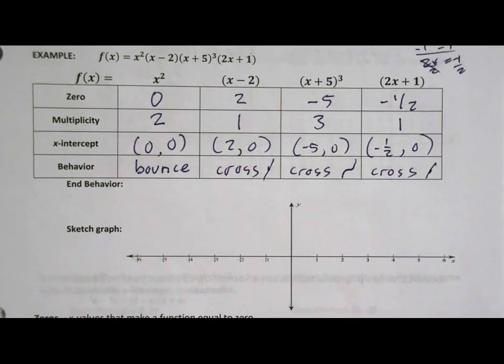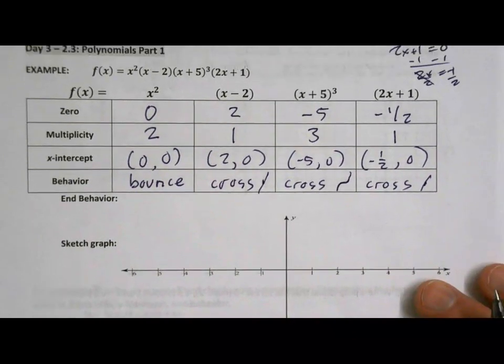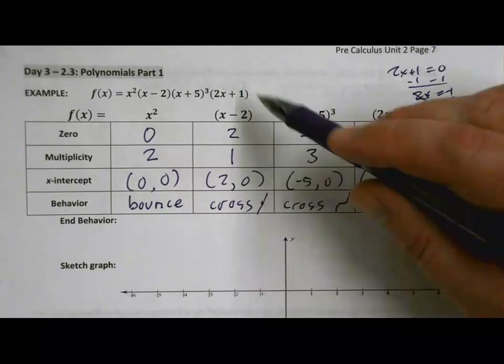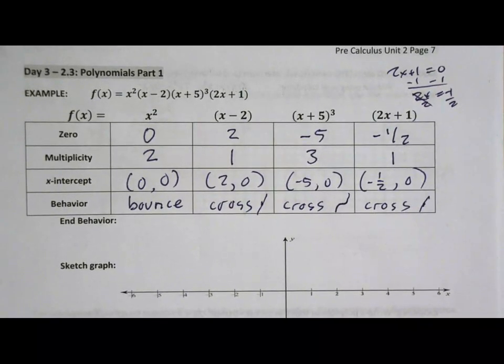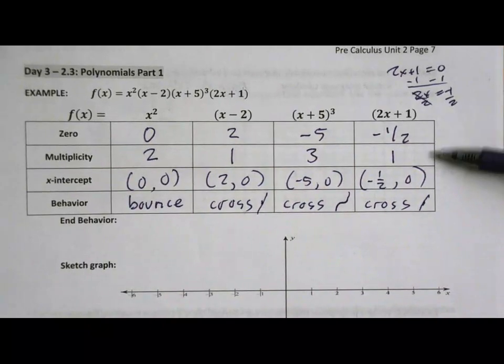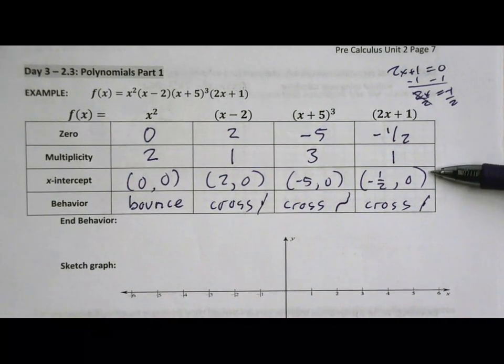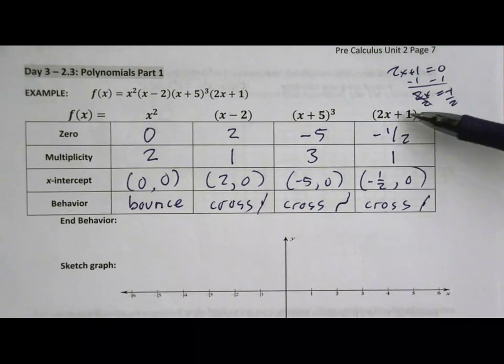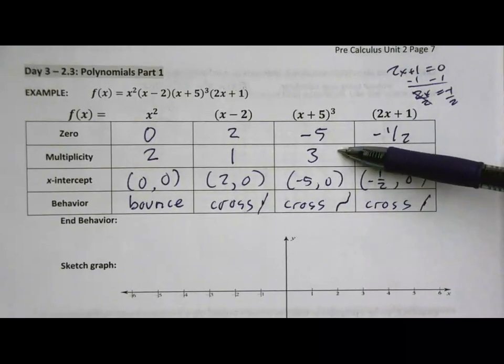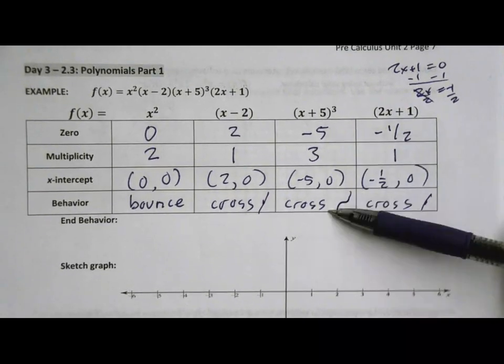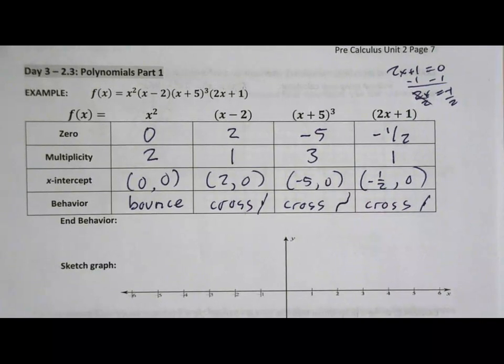But before we do that, I want to talk about end behavior. And actually, before we do end behavior, I want to do something to our original function. Does anybody have any questions about this table up to here? Okay, does this all seem pretty familiar to you from last year? The factors give us the zeros, the exponents give us the multiplicity, and then that multiplicity tells us how the graph's going to look at those x-intercepts. And again, we'll come back and graph this.